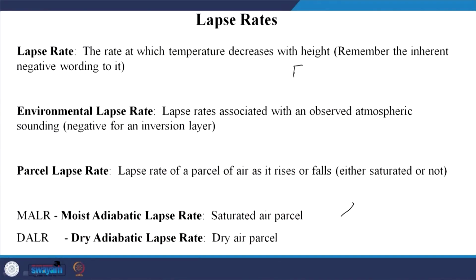Parcel lapse rates are the rates which are to be considered for the air parcel. Let us say if you have an air parcel, how will the temperature change within the air parcel? Now, this air parcel is an imaginary concept in itself, right. This parcel lapse rate can be of two types: moist adiabatic lapse rate and dry adiabatic lapse rate, right. Moist adiabatic lapse rate becomes important when the air inside the air parcel is saturated, and dry adiabatic lapse rate becomes important when the air inside the air parcel is unsaturated, right.